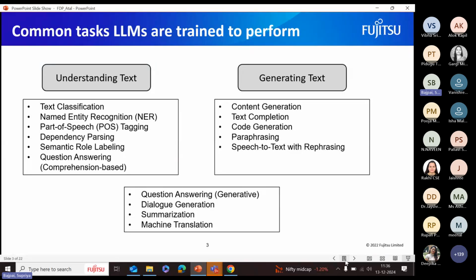Similarly, named entity recognition or part of speech tagging. If we want to tag which words in the sentence are noun, pronoun, adjective, etc., then for doing that, LLMs first need to understand the grammar of English and how English works.